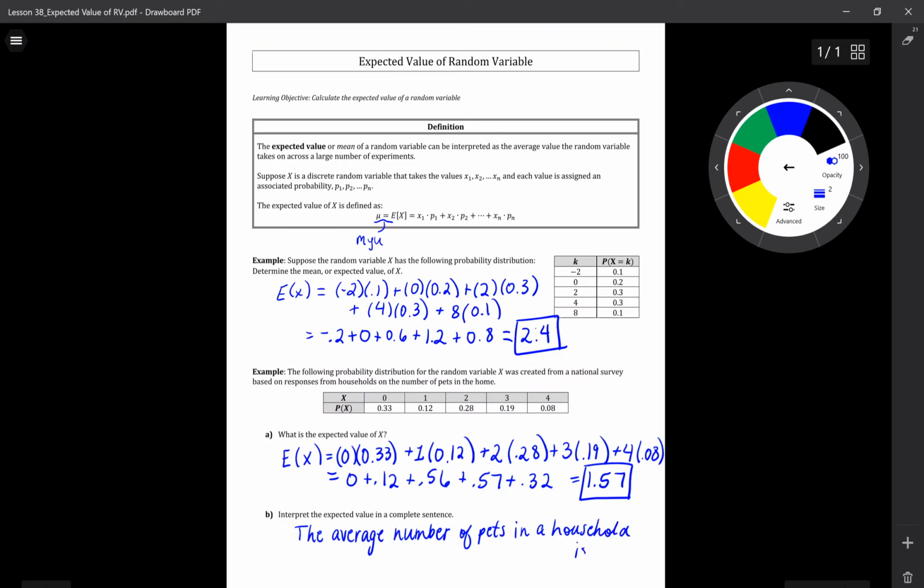And again, the reason that I don't just add up 1, 2, 3, 4 and then divide it by the number of x values that I have is because that does not account for the probability, right? I'm much more likely to have 0 pets than I am to have 4 pets, and so this expected value takes that into account.